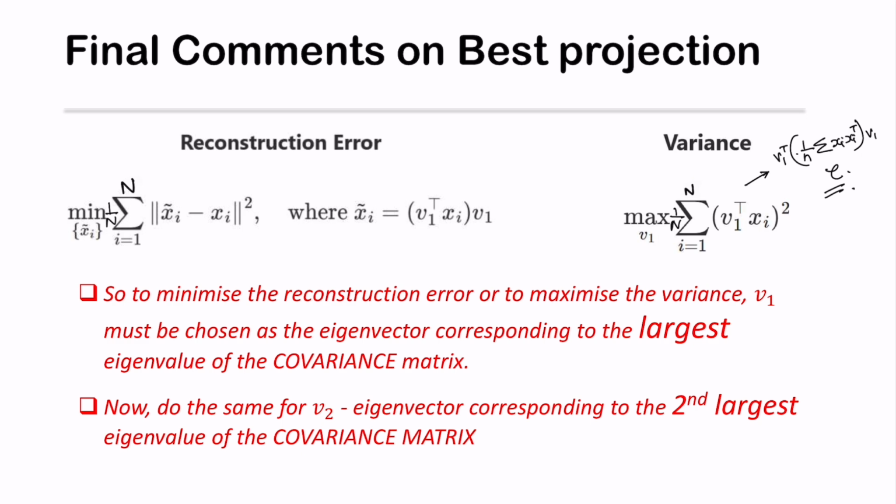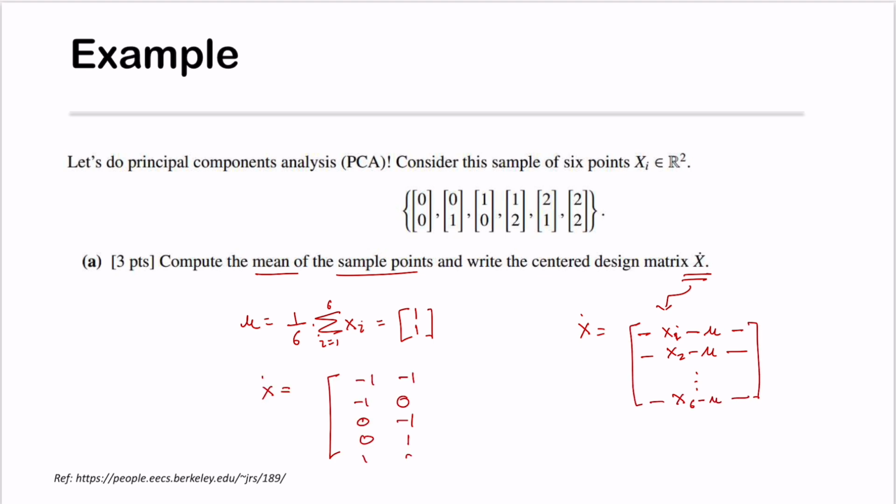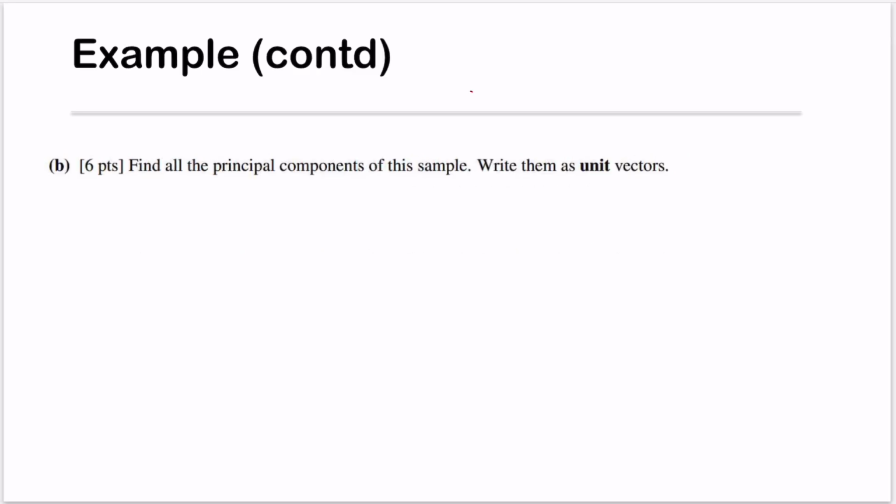We will look at an example to understand how to put it into practice. So here we have an example where we have 6 points, all of them in R2, and we are required to compute the mean of the sample points. So the mean will be nothing but 1 by 6 times the sum of all those data points, which will be (1, 1). And we are also required to write the centered design matrix. So that will be nothing but the first row will be x1 minus mu, the second row will be x2 minus mu, and so on. And the last row, the nth row, which is x6 minus mu, which on computation turns out to be this.